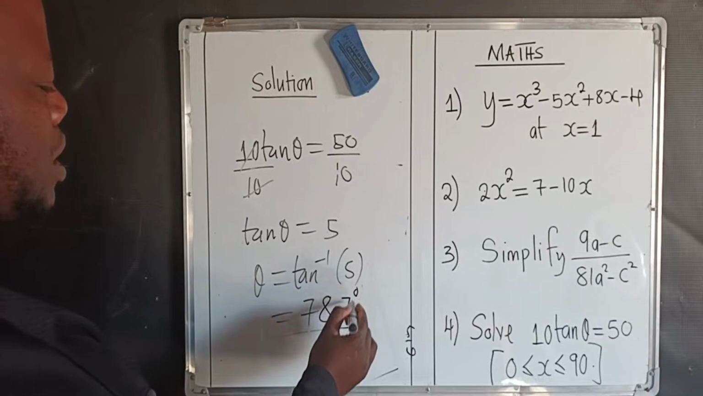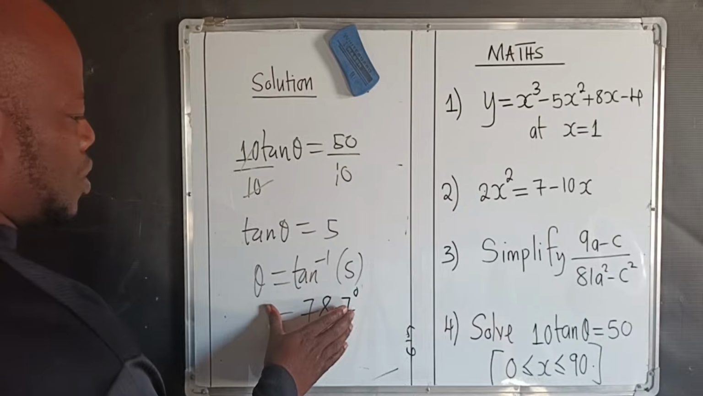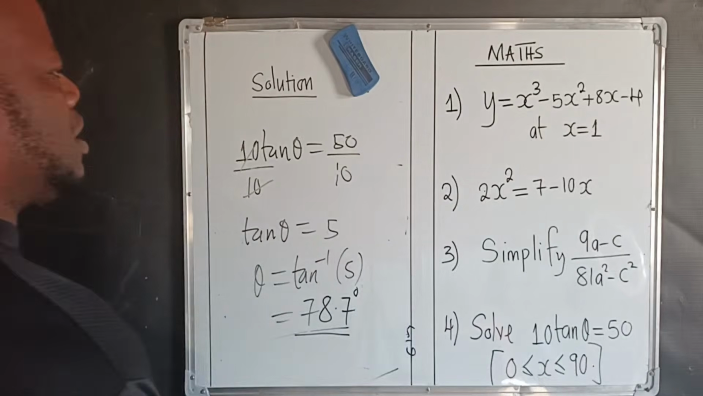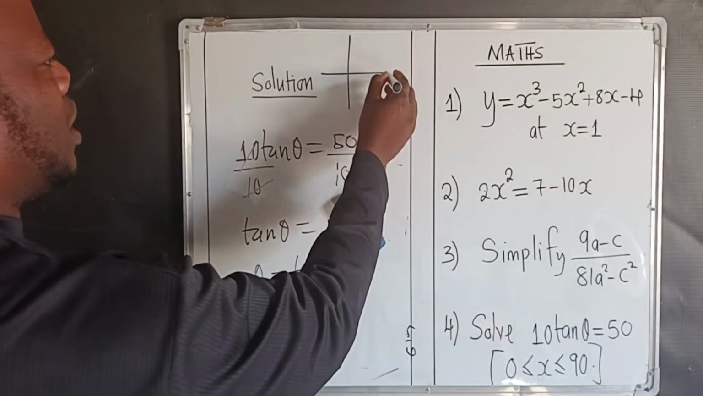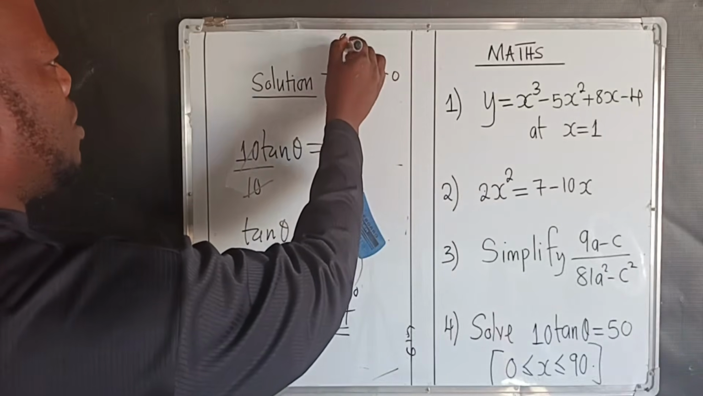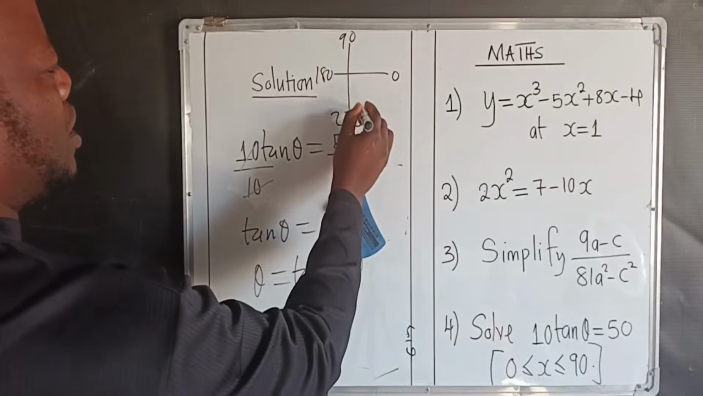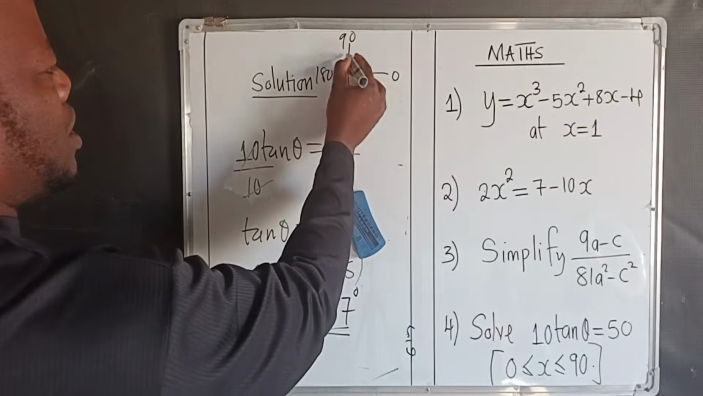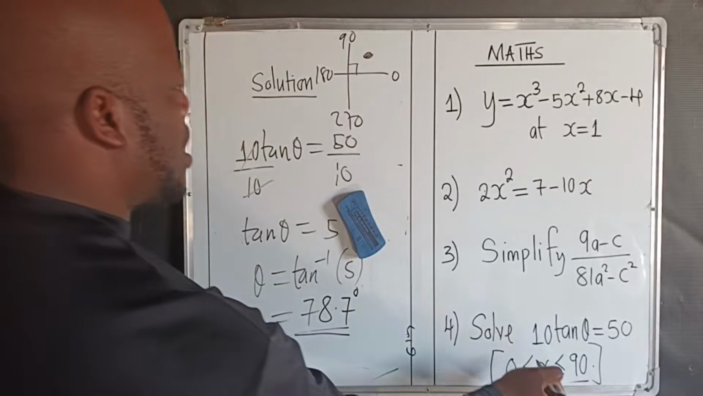So this is what we are getting, right? For this one, it's only one solution, because the range here is ending at 90. So it's like this. We've got 0, 90 degrees, 180, 270. So it's falling in the first quadrant. So it's only one solution, because we're ending at 90.